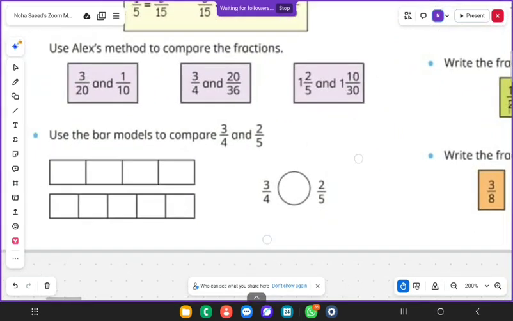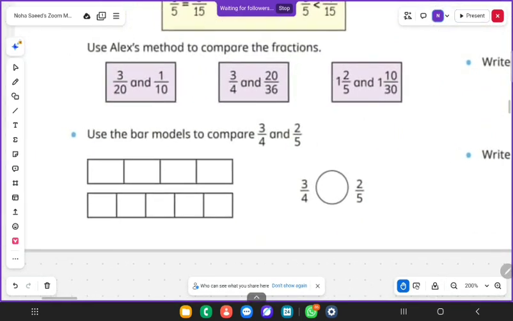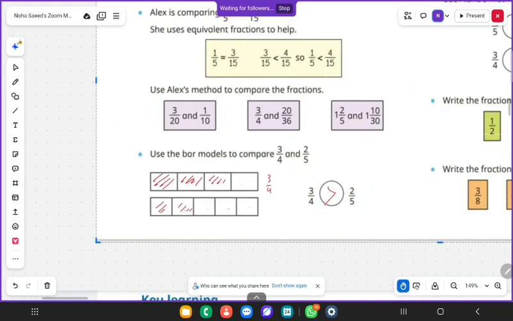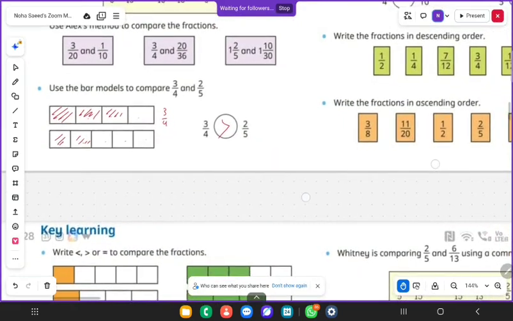Here, how can I use the bar model to compare 3 over 4 and 2 over 5? How can I do that? Here, I have 1, 2, 3, 4, so I will shade 3 parts, it will be 3 over 4. And here 2 over 5, 1, 2, 3, 4, 5, I will shade 2. Now, how can I compare? Is it bigger or this? It seems that 3 over 4 is bigger than 2 over 5, right? Yes, it's right. It's using the bar model.